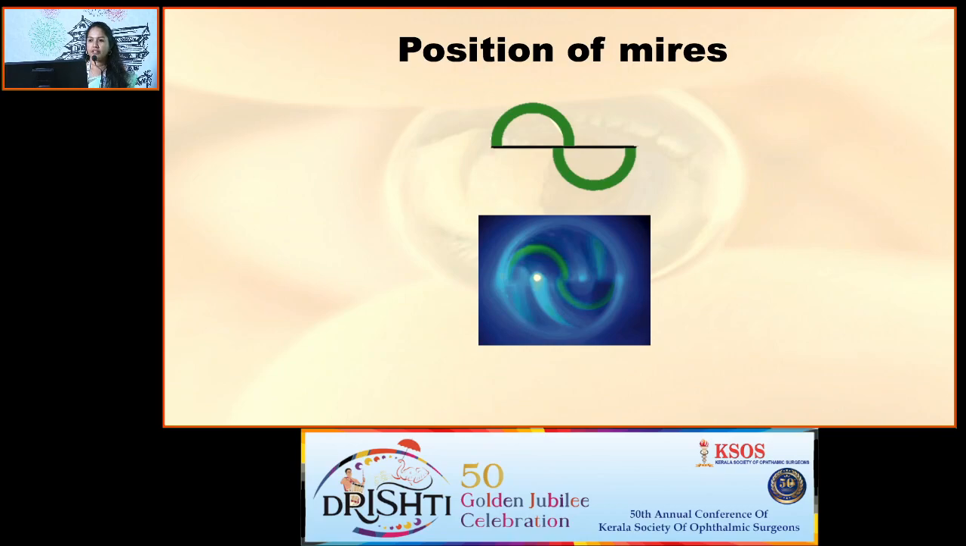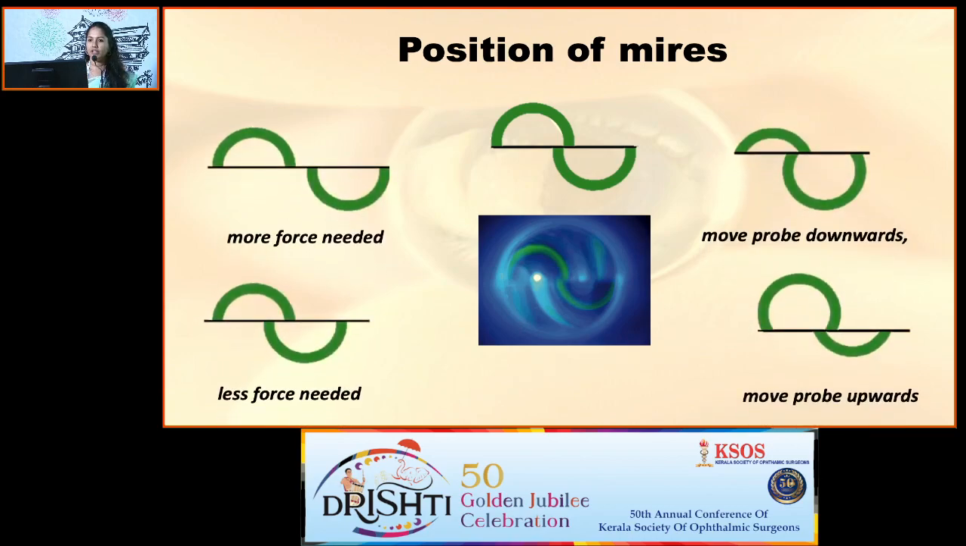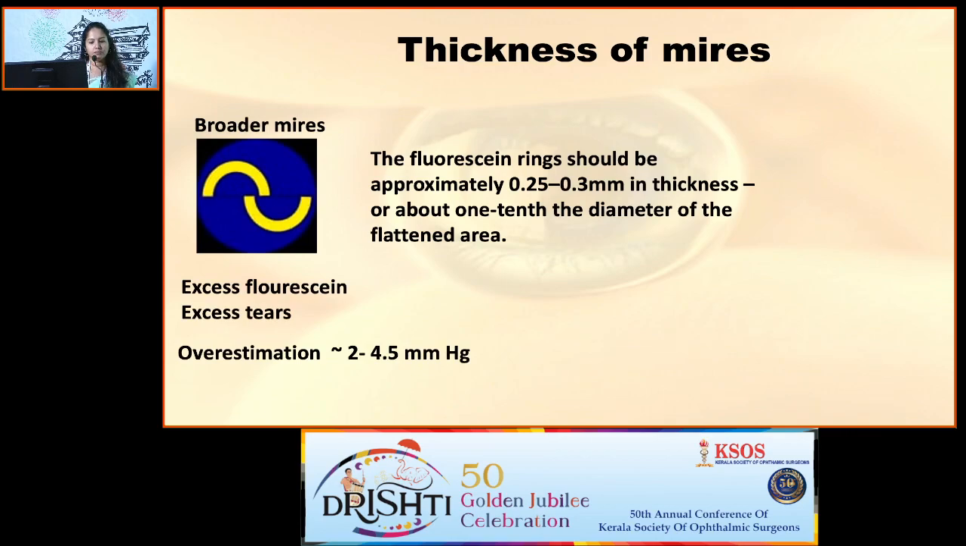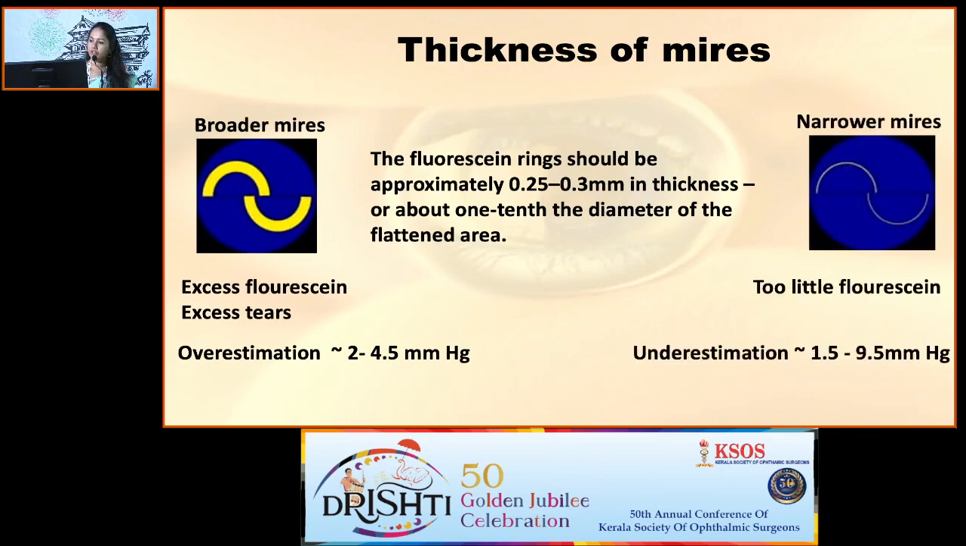Now, position of the mires is very important. You have to adjust the inner edges of the two mires. So, any differences in alignment of the two mires should be dealt with accordingly. The thickness of the mires should be approximately 0.25 to 0.3 millimeter. That is about 1/10 of the diameter of the flattened area. The broader the mires, overestimation is the result, and if they are narrower, underestimation can happen.